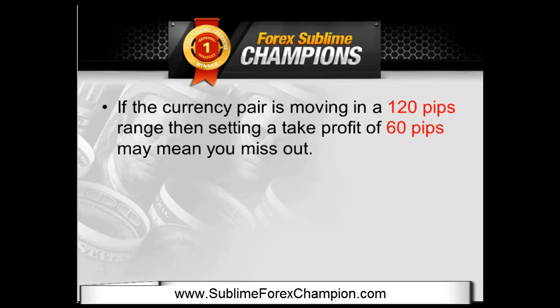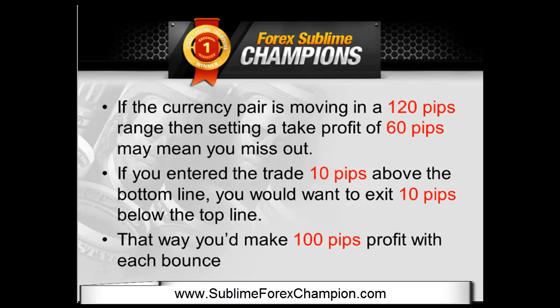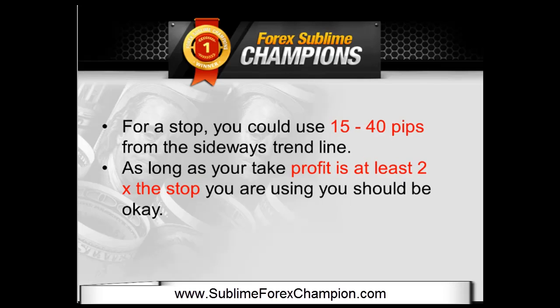If you entered the trade 10 pips above the bottom line, you would want to exit 10 pips below the top line. That way, you'd make 100 pips profit with each bounce, and most importantly, you can continue to do so until the real breakout occurs. For a stop, you could use 15 to 40 pips from the sideways trend line. Just be sure to leave yourself enough breathing room so that you aren't stopping out before the reversal actually occurs. As long as your take profit is at least 2 times the stop you are using, you should be okay.